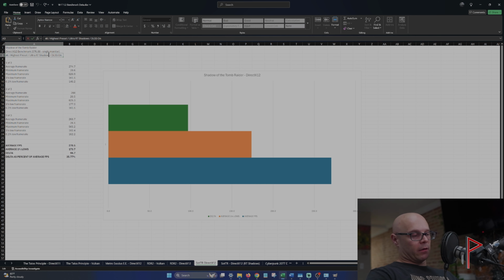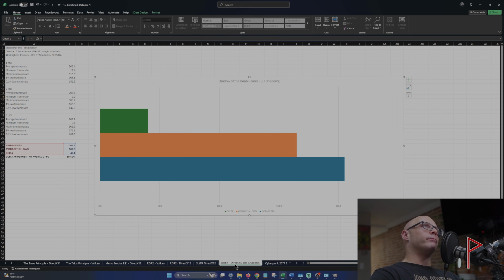There's no ray tracing there, so let me go ahead and get rid of that. But yeah, so this is with DLSS on highest preset, and you're seeing about a 36% delta as percentage of average FPS, which I don't like so much, but a little bit of stuttering you might get there, not too bad. But look what happens when you do ultra ray trace shadows.